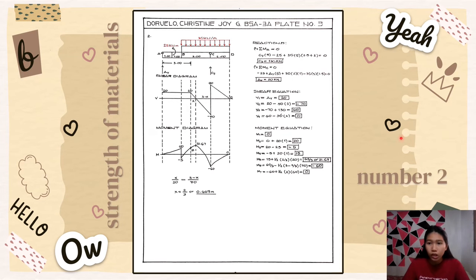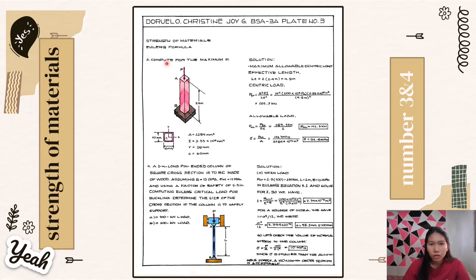Now, let's proceed to number 3. We are using Euler's formula to compute for the maximum P. So we have the given here. Let's proceed to the solution.